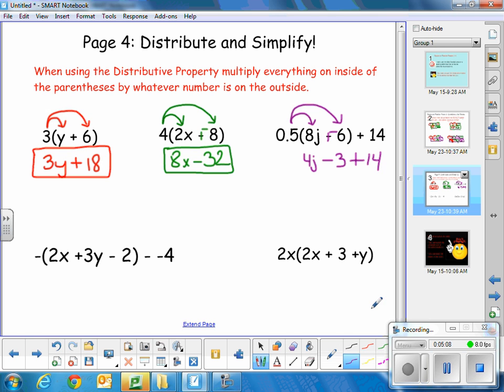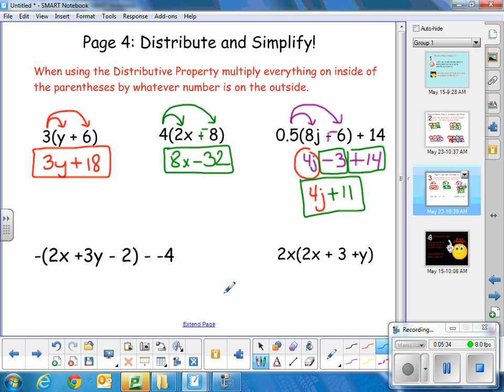Now at this point, we need to combine like terms. The j is all by itself, no other j terms, so we leave that as 4j. But now we're going to combine the negative 3 and the positive 14 together. Negative 3 plus 14 is a positive 11, so we're going to write down plus 11. So our simplified answer is 4j plus 11.